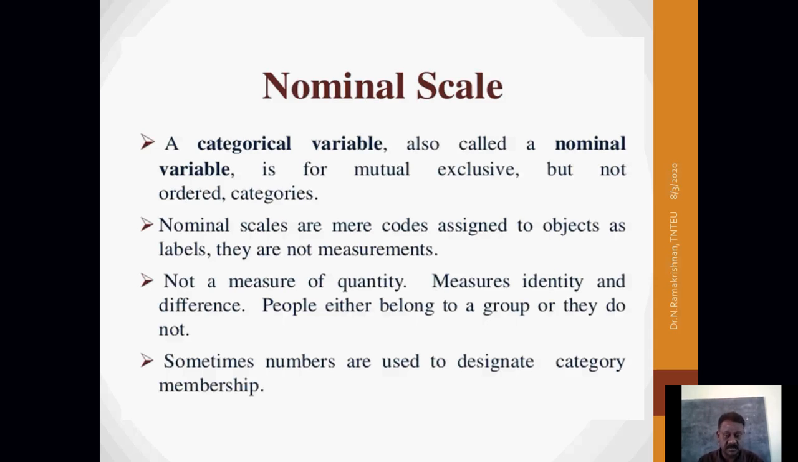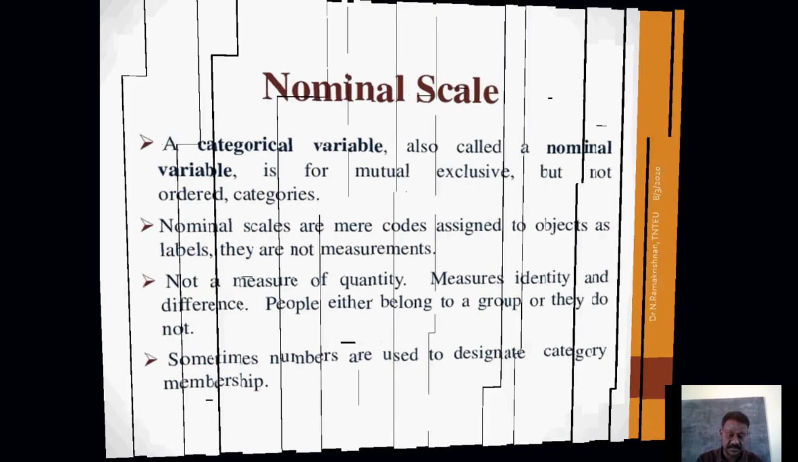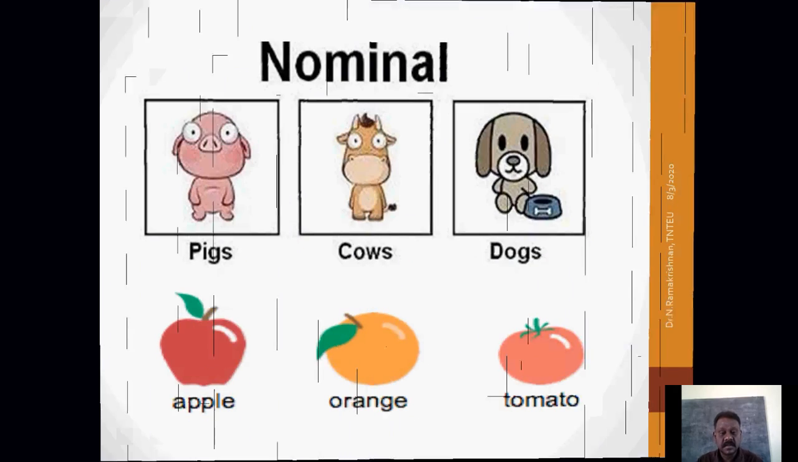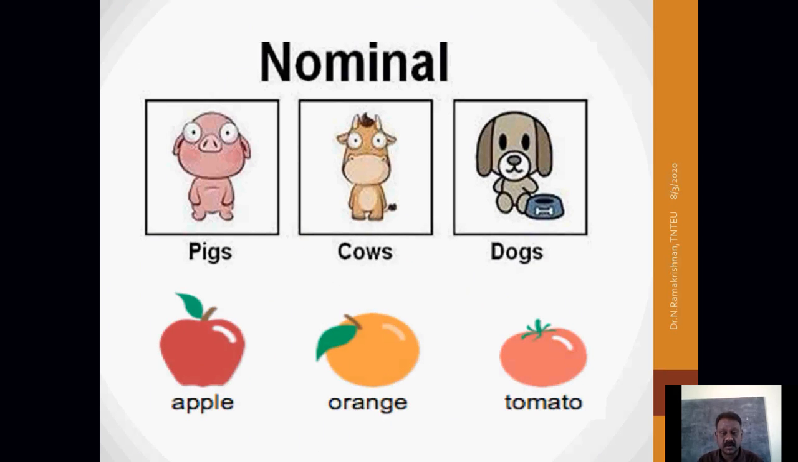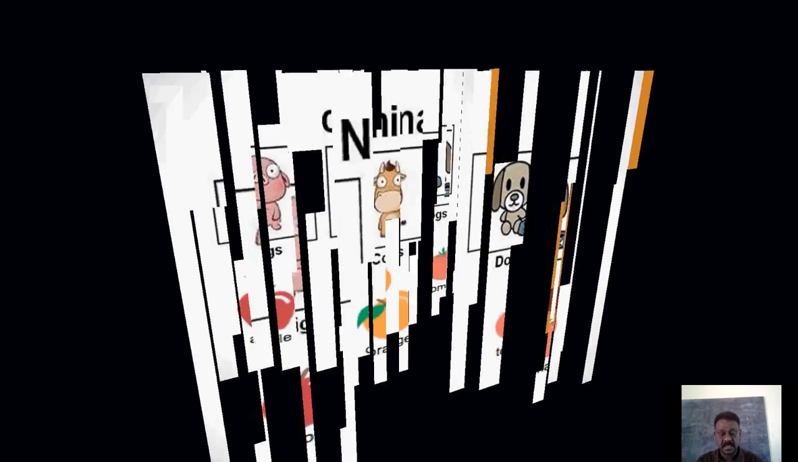I will give another example. Once you joined in a government service, you will be assigned a number. That is employment number. That number is valid till your retirement. Even if you go to a PF account, there we will be given a number. So giving numbers, identifying, classifying, these are all nominal scale. See here, pigs, cows, dogs, apple, orange, tomato. So just classifying, giving names. That's all. This is nominal scale.